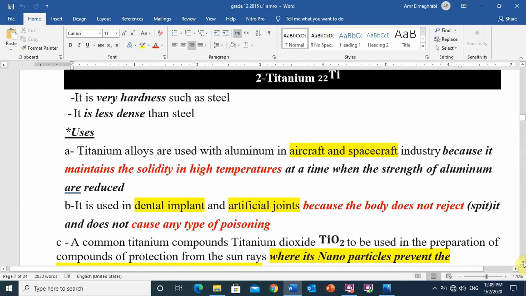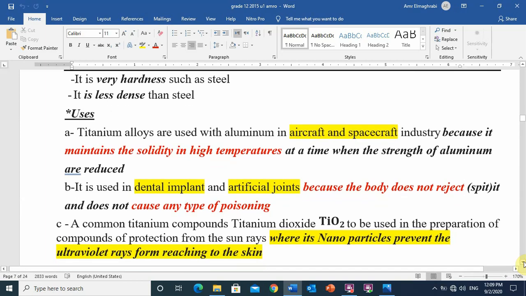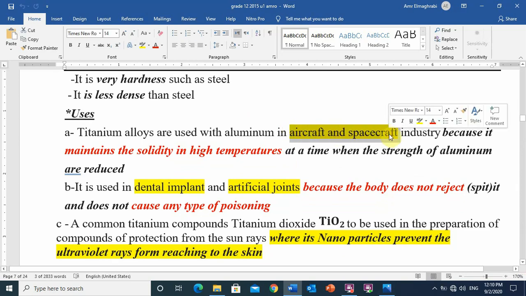Titanium is harder than steel, with less density, and lighter than steel. It has 3 uses, and the 3 uses are very important in our life. The first use, because it's very strong and light, it can also be used in airplanes. As we see here, aircraft and spacecraft are very strong. So we can add the titanium to aluminum to make an alloy used in aircraft and spacecraft. Why? Because it maintains solidity in high temperature.